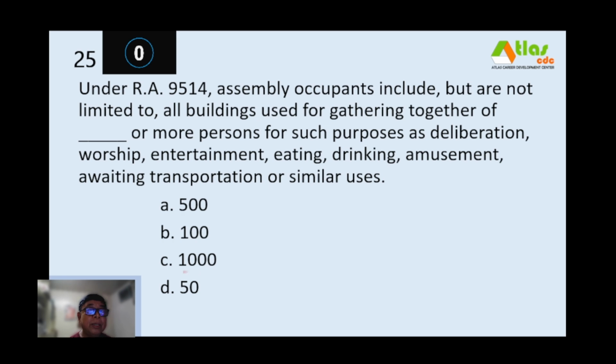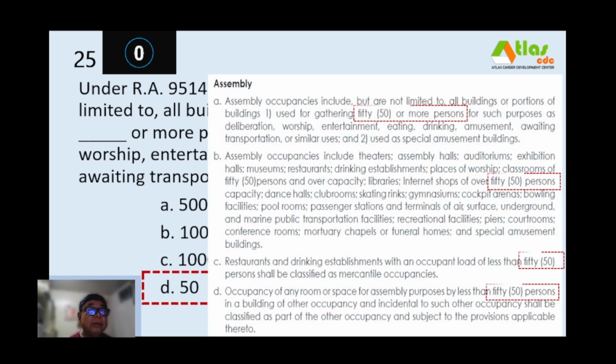And our correct answer is letter D, 50. So for assembly, these are occupancies include but are not limited to all buildings or portions of buildings used for gathering 50 or more persons for such purposes as deliberation, worship, entertainment, eating, drinking, amusement, awaiting transportation, or similar uses, and used as special amusement buildings.